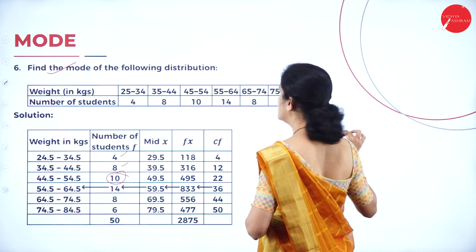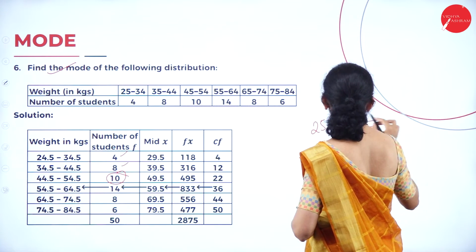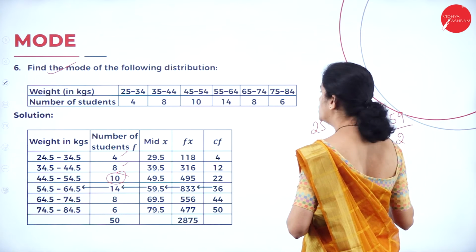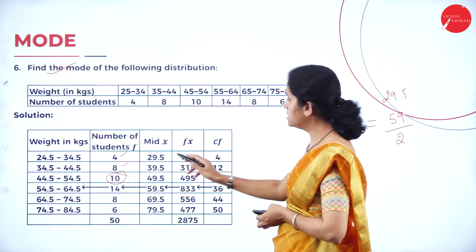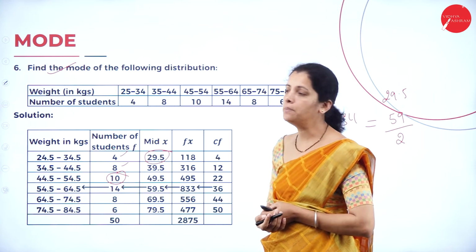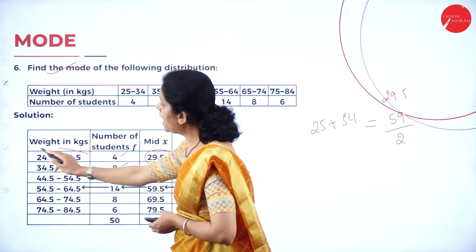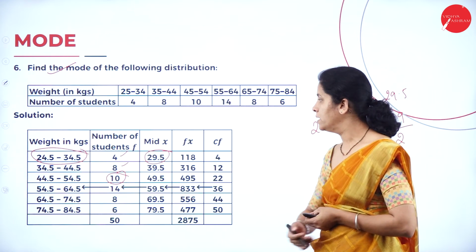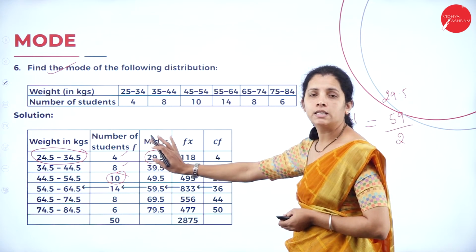Okay, and if I add 25 plus 34, it is 59 by 2. So it is 29.5. The answer is 29.5. That's nothing but the mid. So to find out the mid, what I want to do is add these two values and divide that by 2. Okay, and I'm going to get the mid value, that is x.